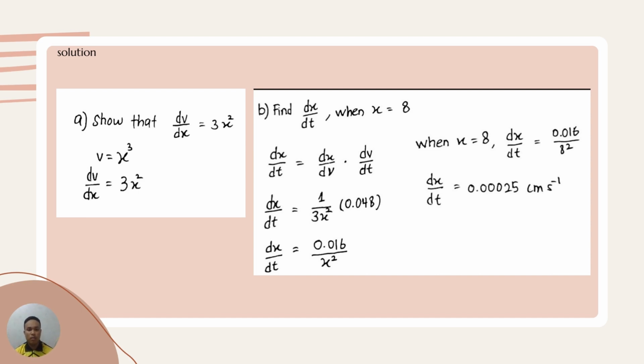Okay, kemudian kita pergi pada soalan B, dia minta find dx per dt when x is 8. Find dx per dt when x is 8. Okay, kita dapat tahu, kita nak cari dx per dt adalah sama dengan dx per dv darab dengan dv per dt.